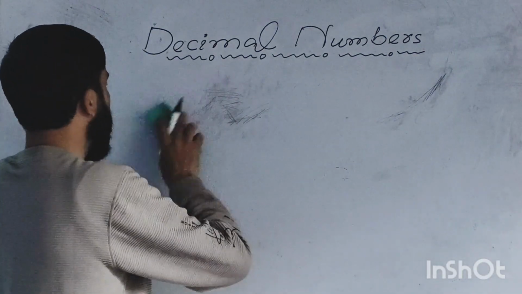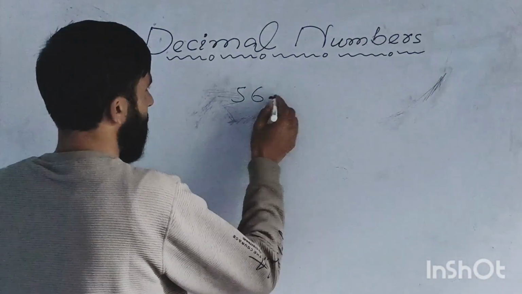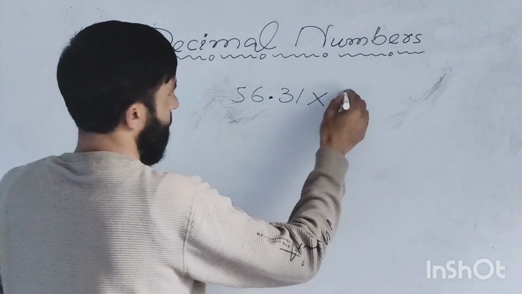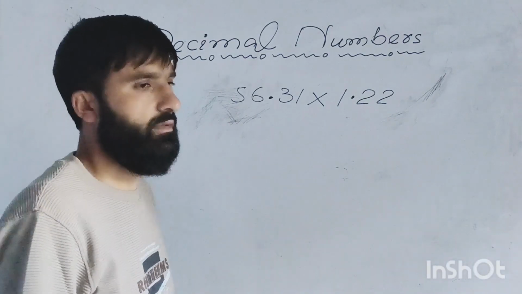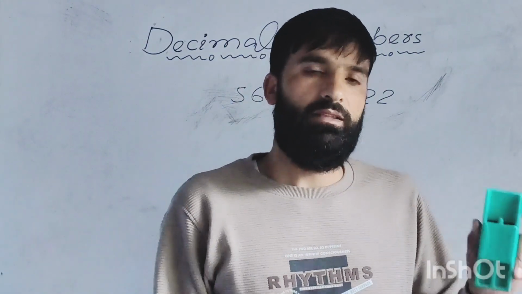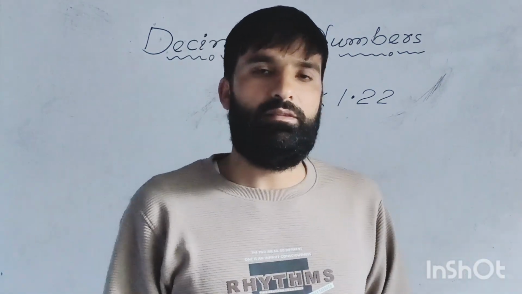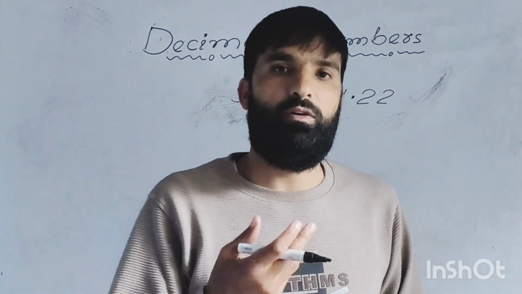And the third operation is multiplication. If you are going to multiply decimal numbers, these are two decimal numbers you are going to multiply. Nothing to do, same multiplication procedure that you follow in whole or natural numbers. The one thing that you will remember here is that you have to put the decimal point again in your answer. And what to do for that?